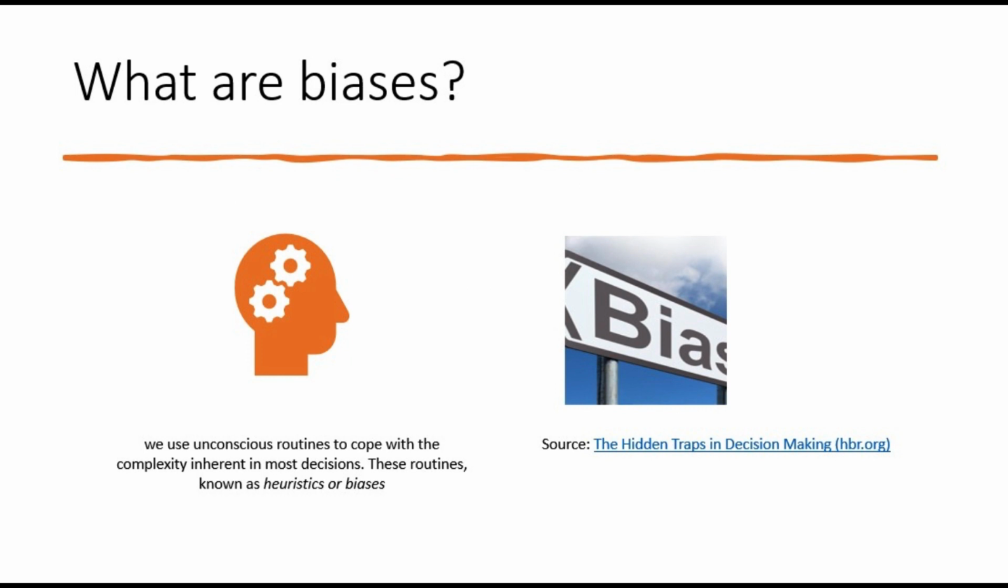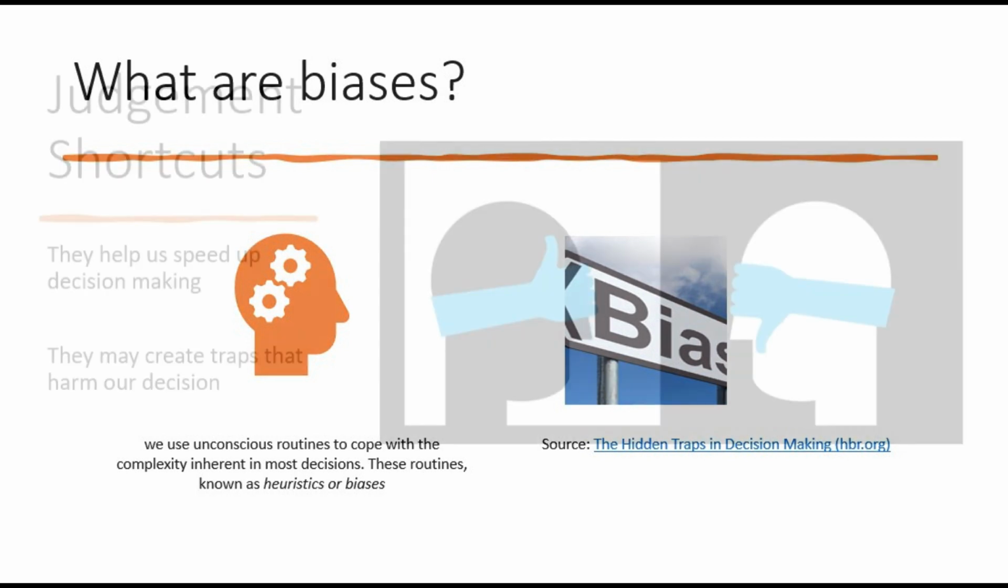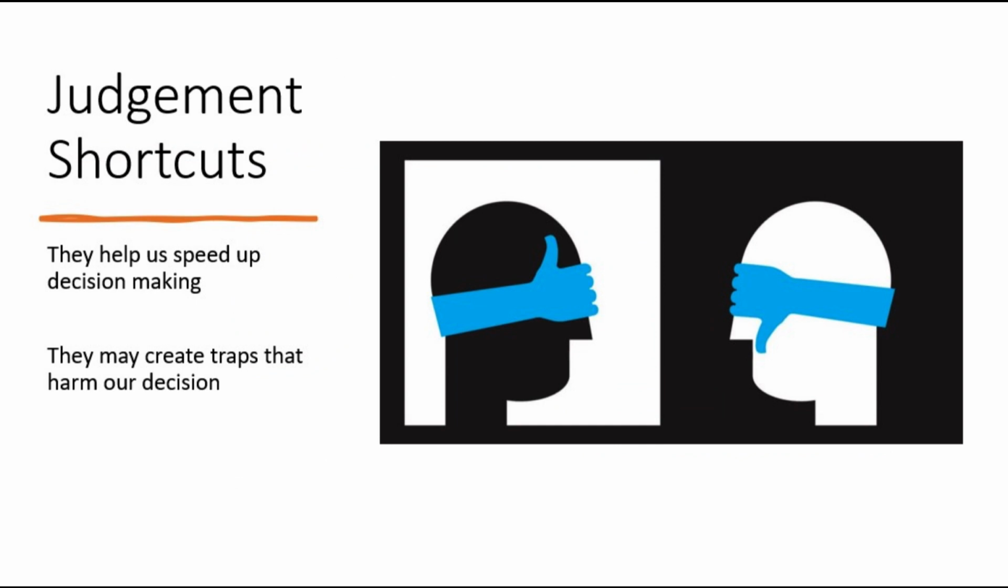We're going to start with the definition of bias. We use unconscious routines to cope with the complexity inherent in most decisions. These routines are known as heuristics or biases. Now, what is the outcome of the bias? As the name Judgement Shortcuts reveals, they help speeding up the decisions, but they also can act as a blind spot or a mask that reduces our ability to see different alternatives and create traps that harm our decisions.